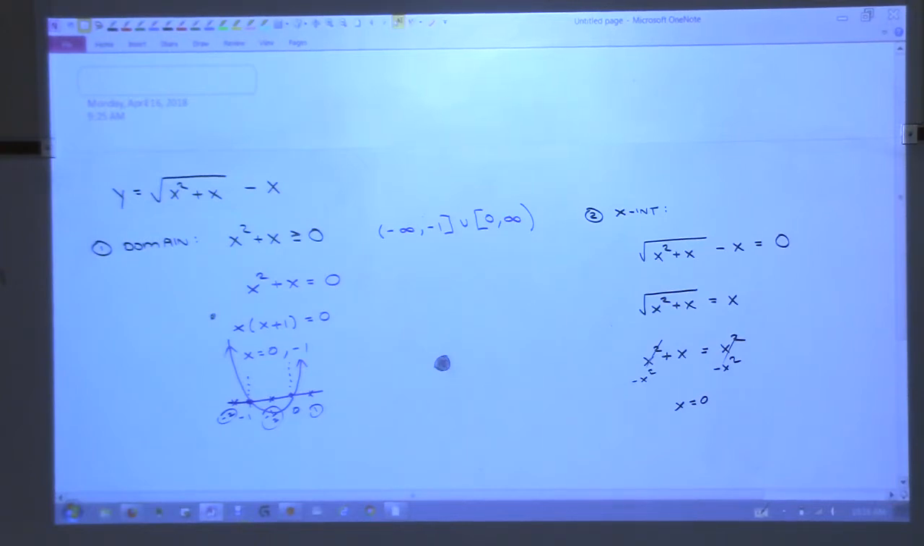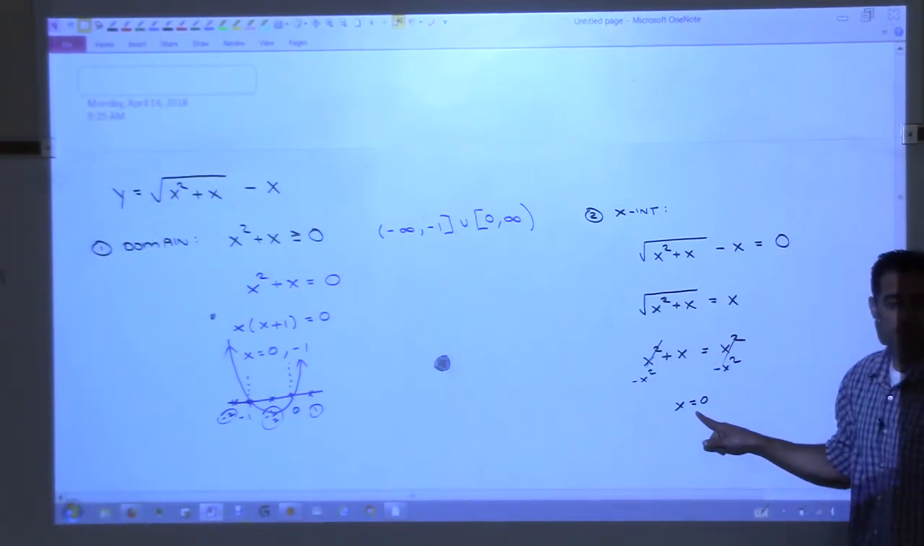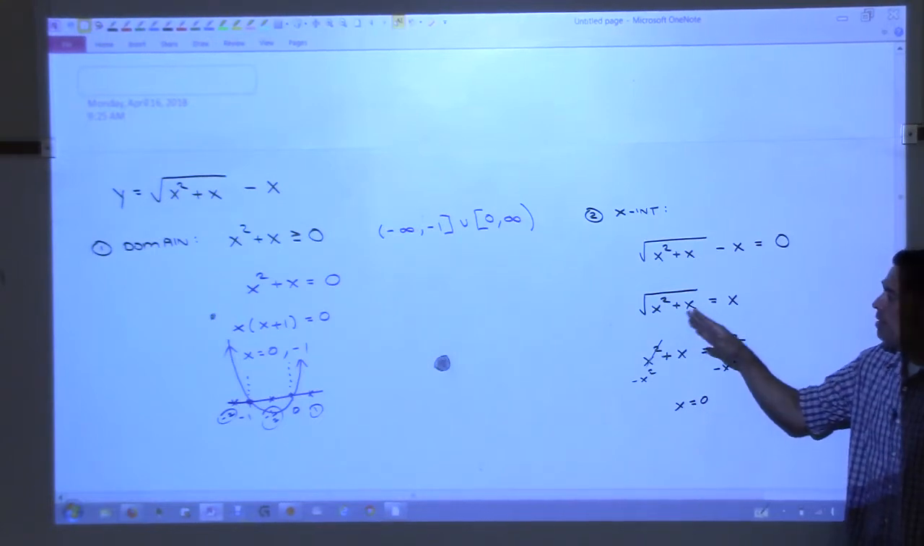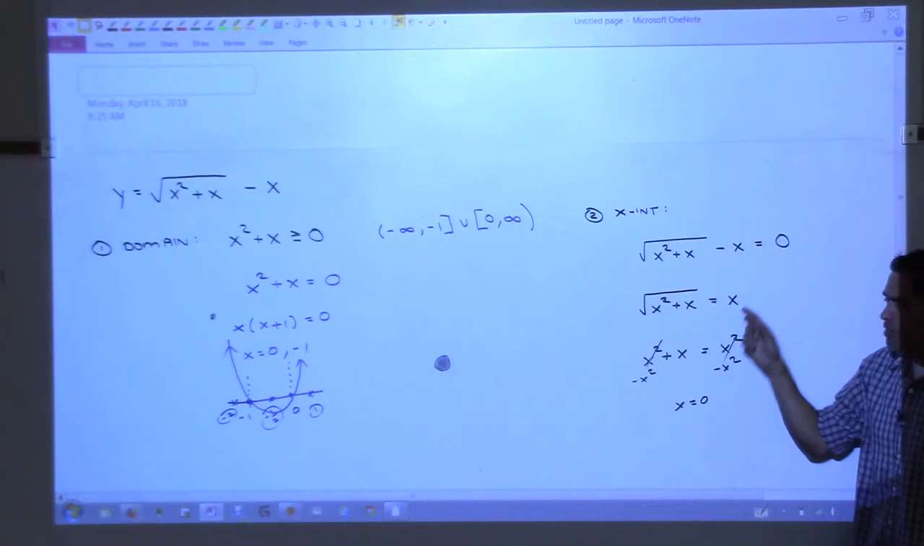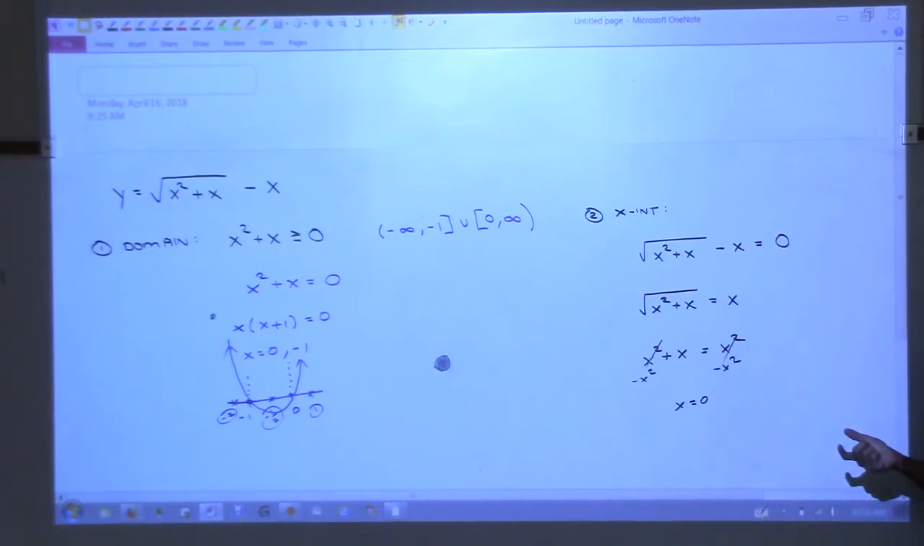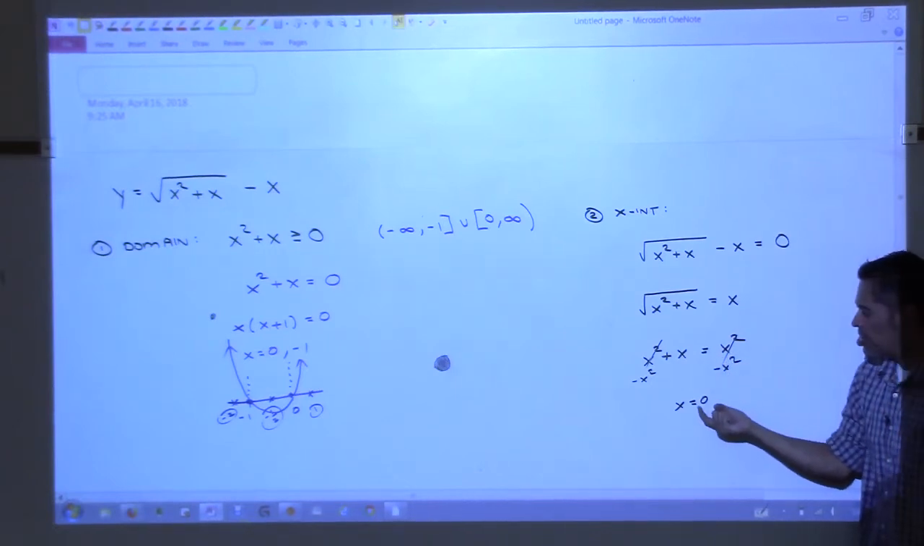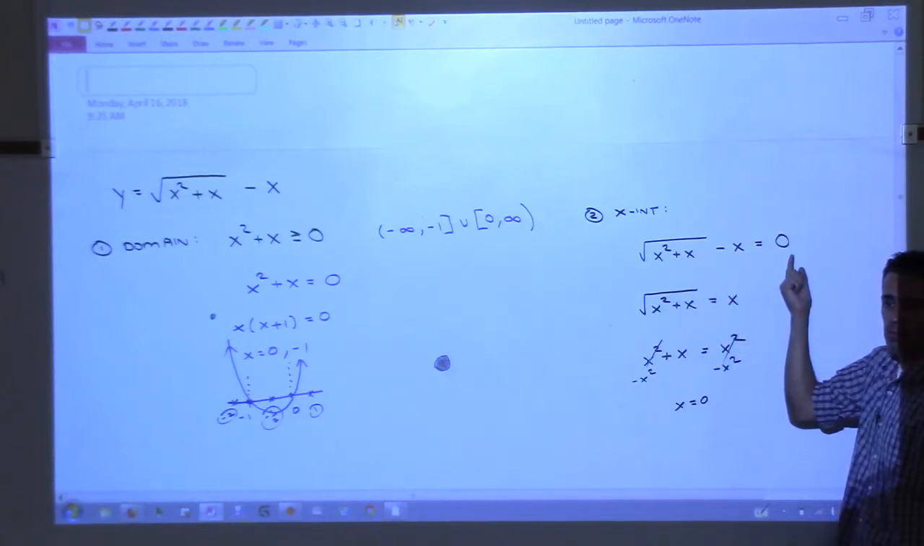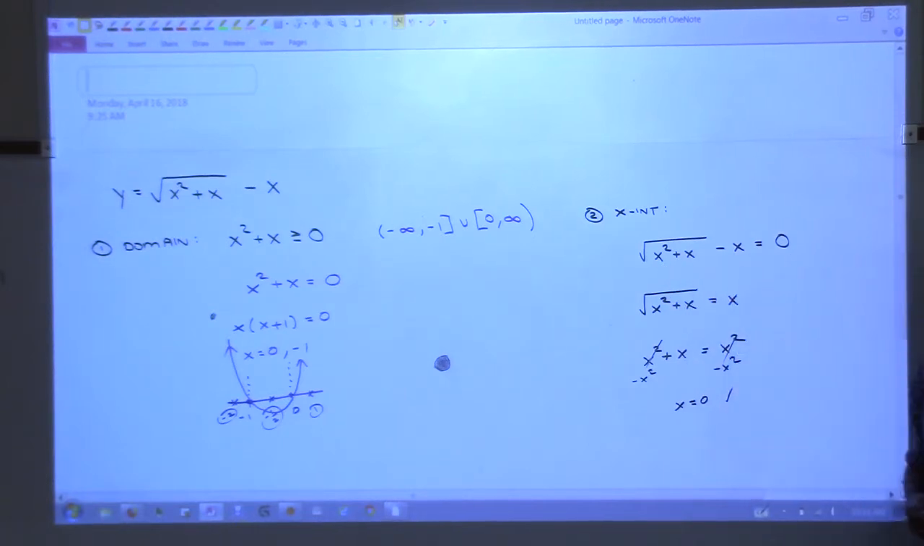Now, I have to check this solution though. And that's because anytime you solve a square root equation, when you square both sides, you introduce the possibility of extraneous solutions. So we have to double check it. So let's double check this. If I do 0, 0, 0, is that true? Yes, so that checks. OK. So I have one x-intercept.